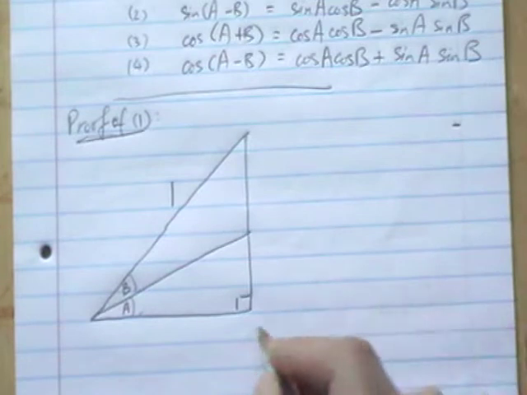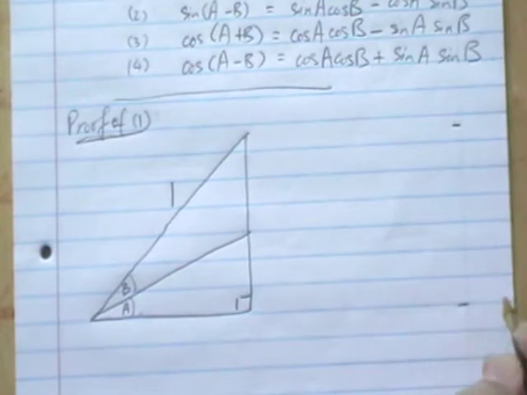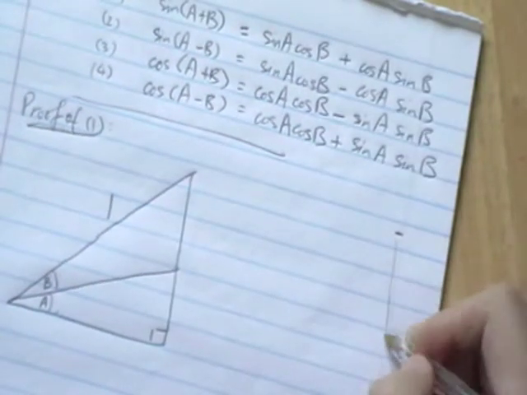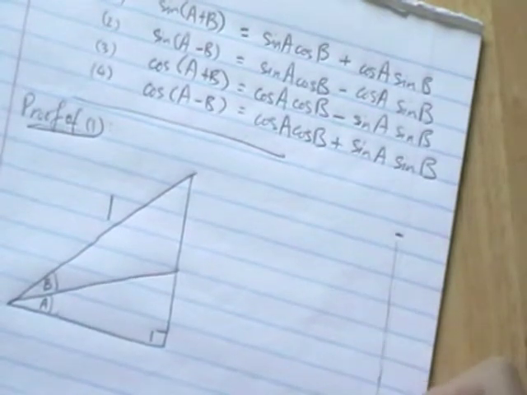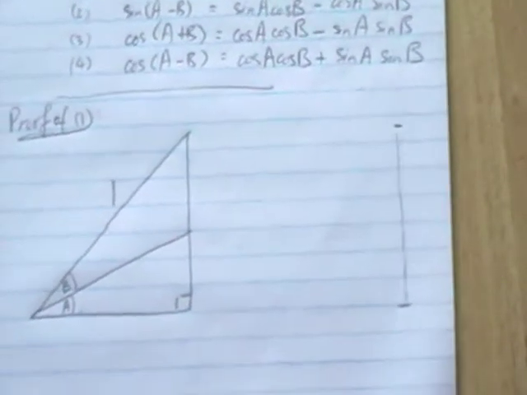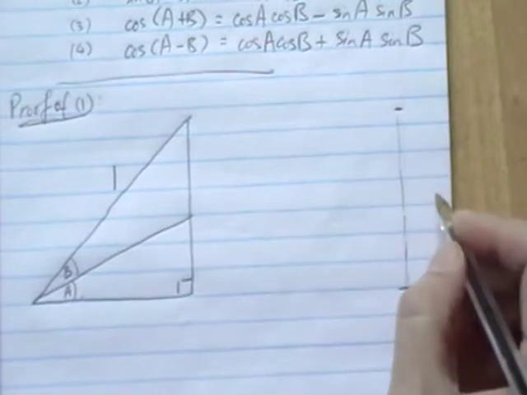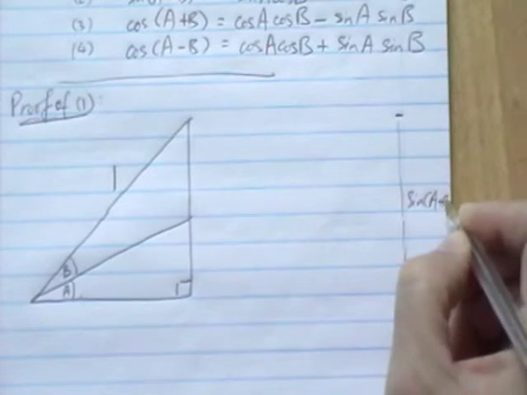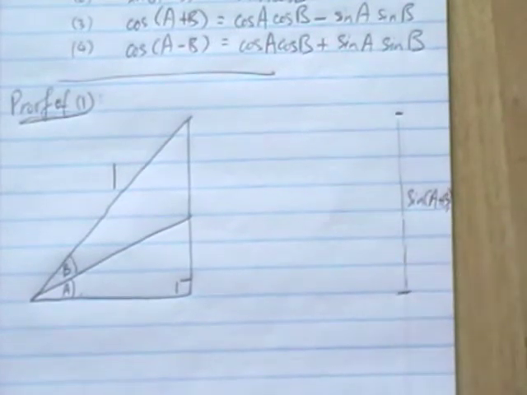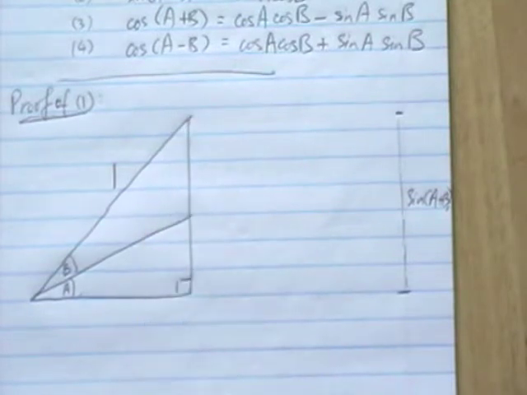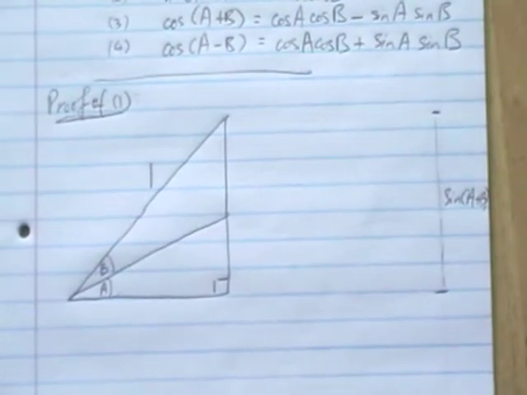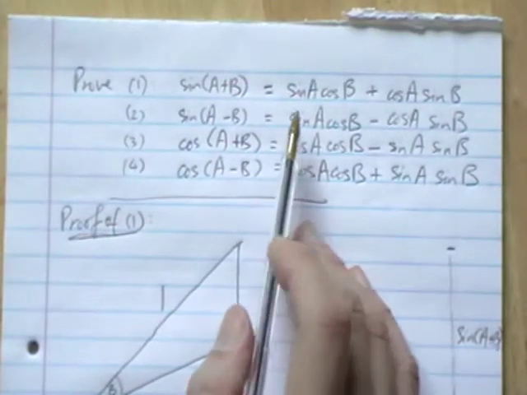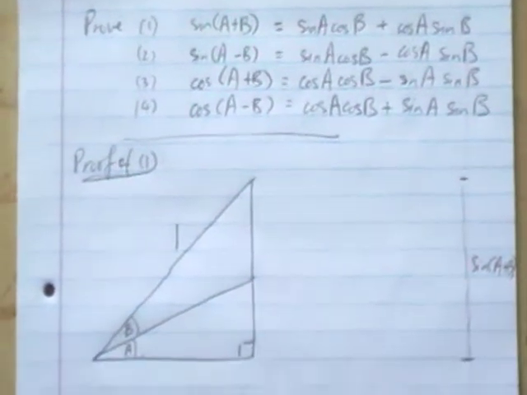Now I'm just going to draw a line on one side to remind myself of this fact. Okay, so that's the height, sine of a plus b. Now I'm going to try to bring in all the sine and cosine of a and b.